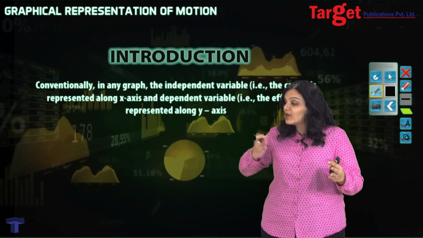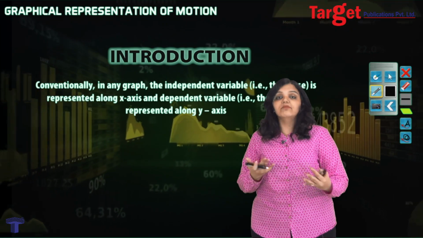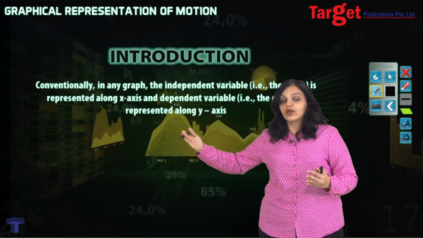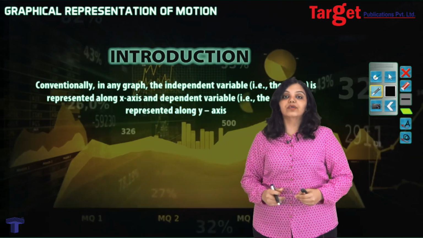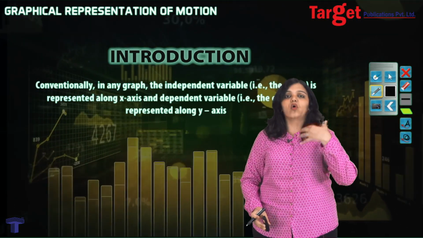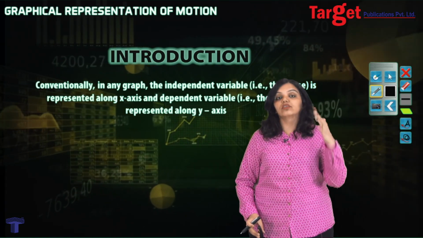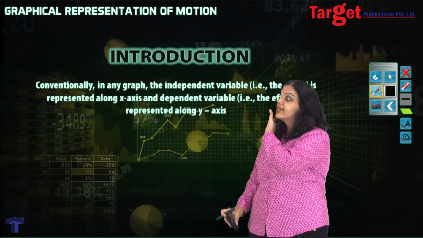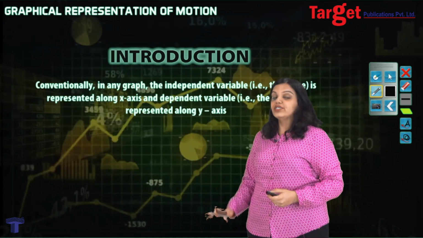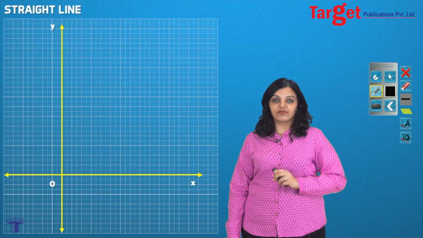So time will always be on the x-axis because time is an independent variable. Time doesn't depend on anything. It always keeps on moving. So time will always be on the x-axis as that's the independent variable, and position or velocity or displacement or distance, these things will be plotted on the y-axis. Okay, so that's the convention that we follow when drawing a graph. So enough revision, let's jump into some properties of the graph.